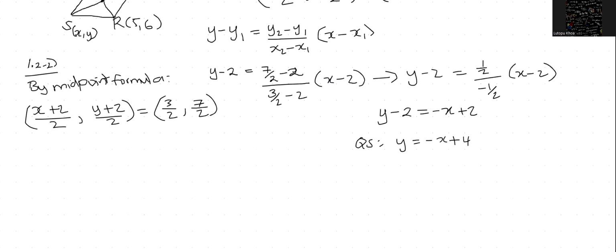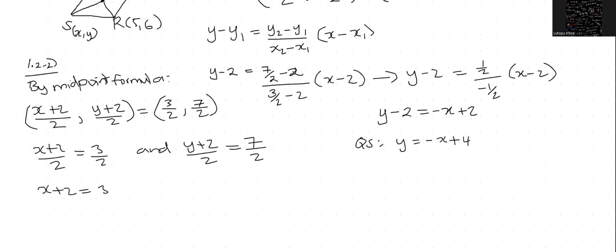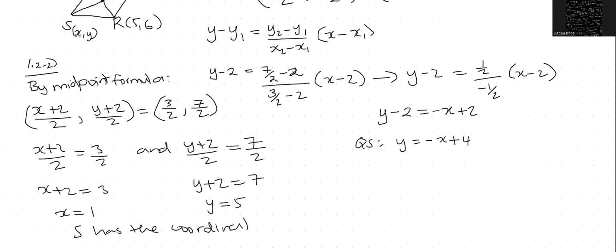So that means we have x plus 2 over 2 is equal to 3 over 2, and y plus 2 over 2 is equal to 7 over 2. So from the first equation, we have x plus 2 is equal to 3. This means that x is equal to 1. And here, y plus 2 is equal to 7, which means that y is equal to 5. So S has the coordinates (1, 5).